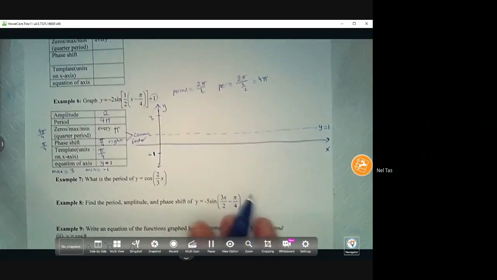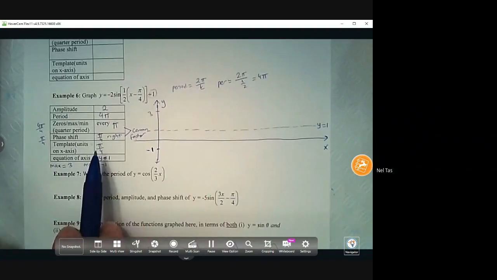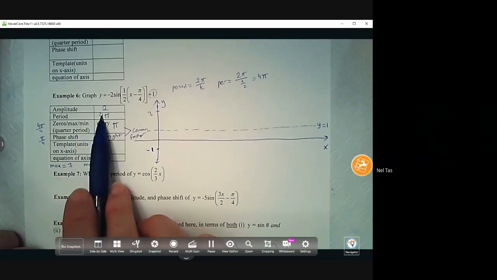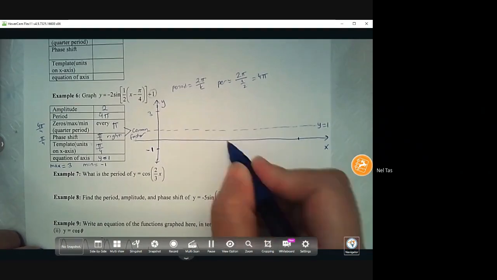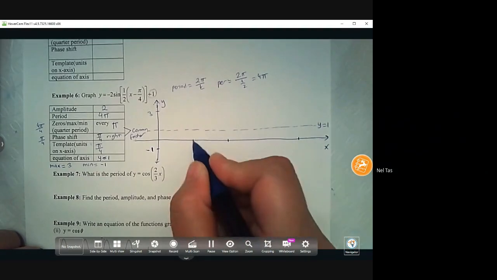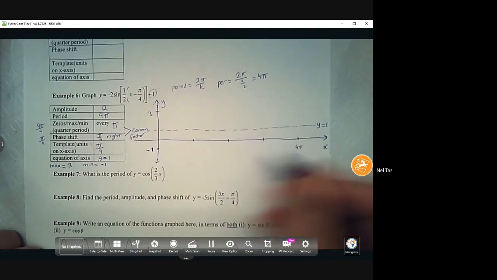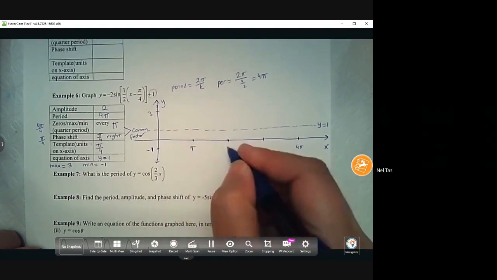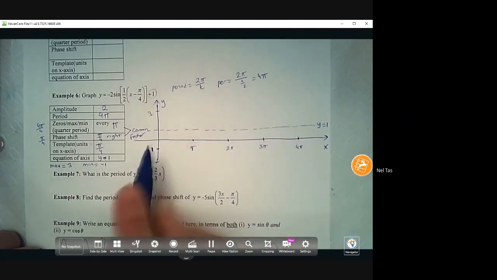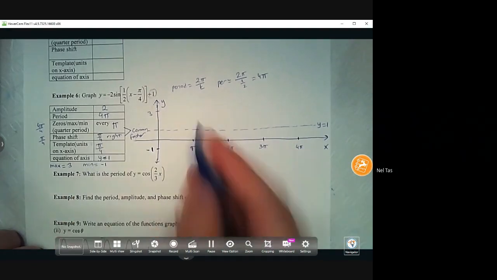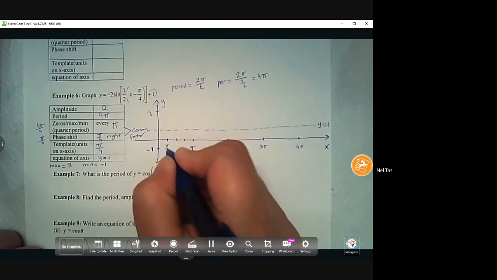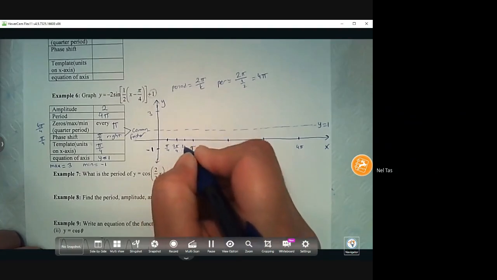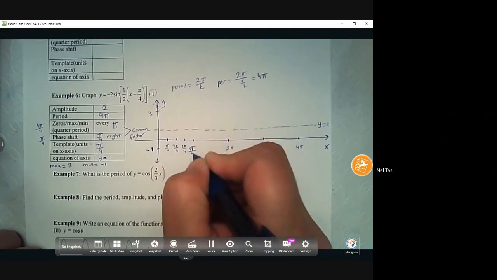Now let's scale the x-axis. Again, we will go by pi over 4s, and we know that the period is 4 pi. So I need to at least fit 4 pi here. So I'm going to mark pi, 2 pi, 3 pi, 4 pi. And now, since I need to go by pi over 4s, I will divide each of these by 4. So pi over 4, 2 pi over 4, 3 pi over 4, that is 4 pi over 4.